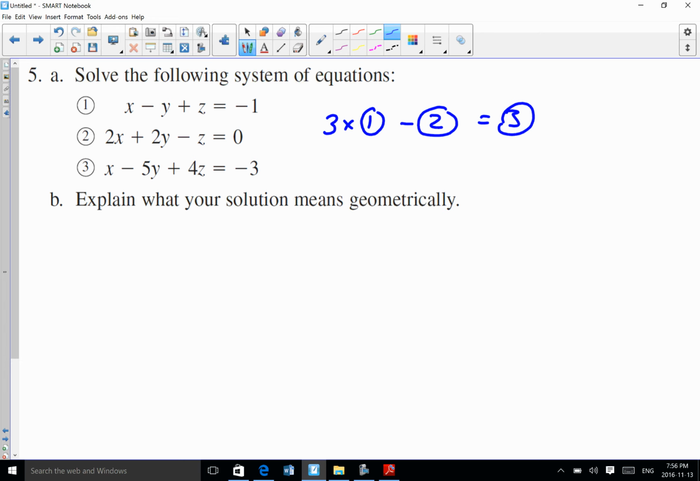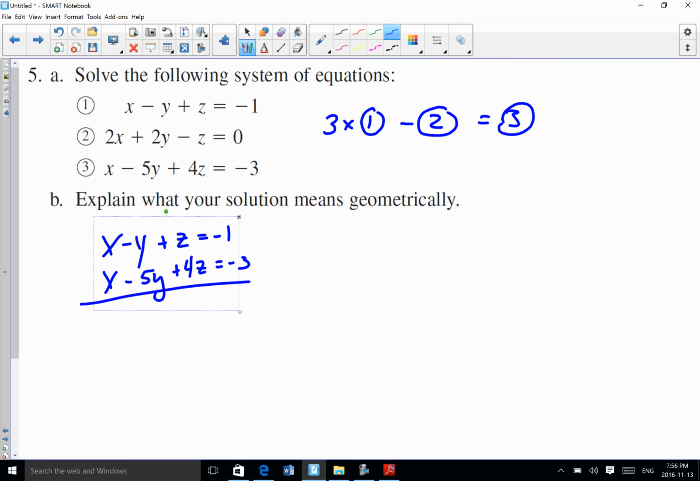Equation number 1. I'm going to take equation number 3 because I noticed that the x's are the same in them right off the bat. And because they're the same, they have the same signs, we're going to subtract. We'll get 4y minus 3z, and we'll get 2 when we subtract.